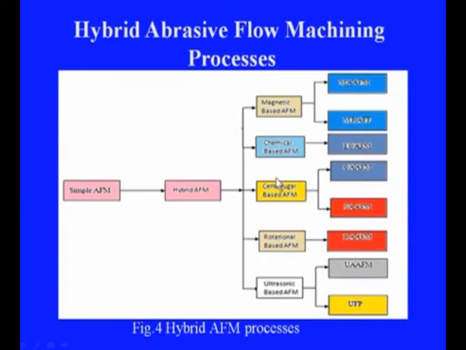Then centrifugal based abrasive flow machining, in this centrifugal assisted abrasive flow machining and spiral assisted abrasive flow machining, these two have been developed and it was found that they are working well as far as the enhancement of the process performance is concerned. Then another hybridization is rotational based AFM, where rotation assisted abrasive flow machining is one of the hybridizations. Then ultrasonic based AFM, in which ultrasonic effect is being added to enhance the performance of the normal abrasive flow machining process. The two variants are ultrasonic flow polishing and ultrasonic assisted abrasive flow machining. Let us see how this ultrasonic flow polishing works.